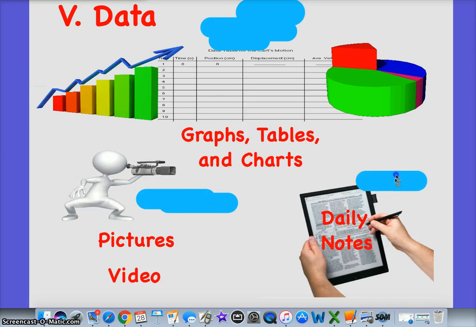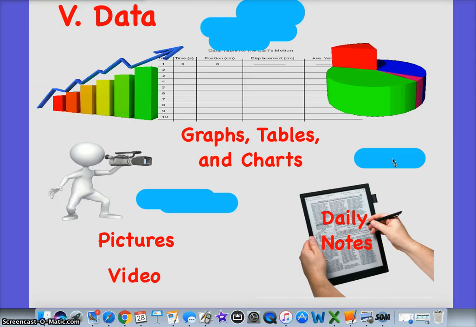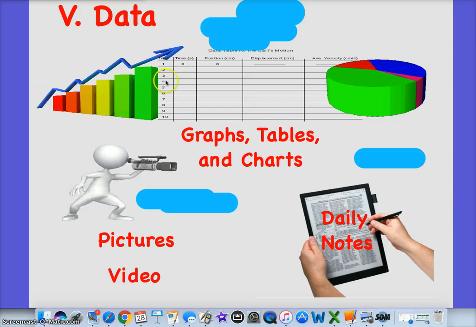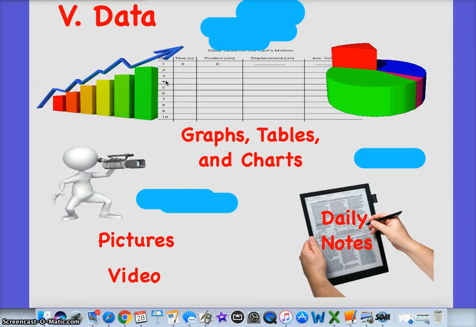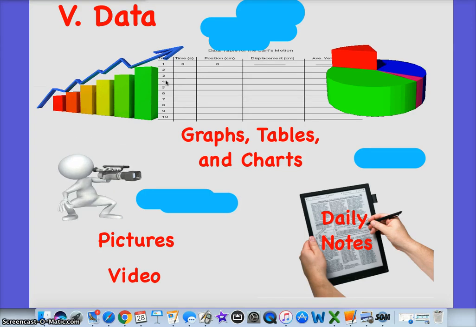And then the one that people usually forget is journaling or daily notes. Sometimes it's not just about creating a graph or creating a table. It's jotting down information to later organize in a graph or a data chart. One of the most important things in this class is that your data is always organized. Sometimes your grade is going to be based solely on your ability to organize data, okay? So keep that in mind.